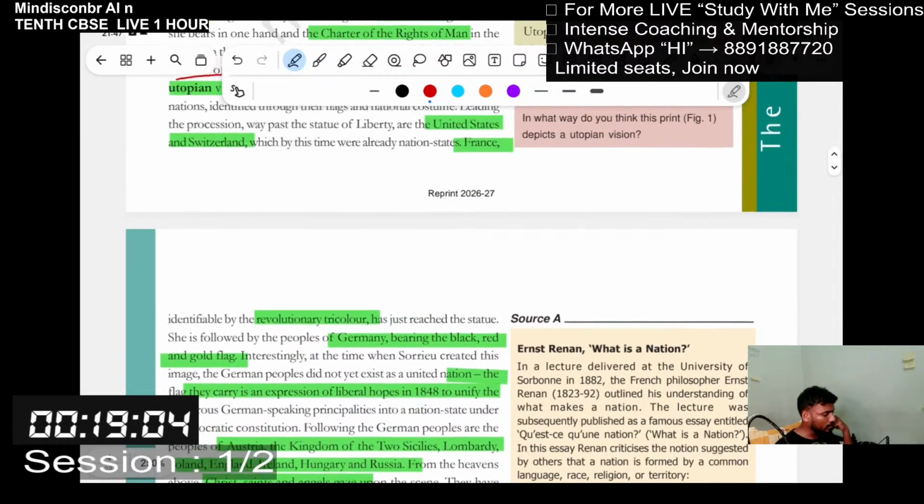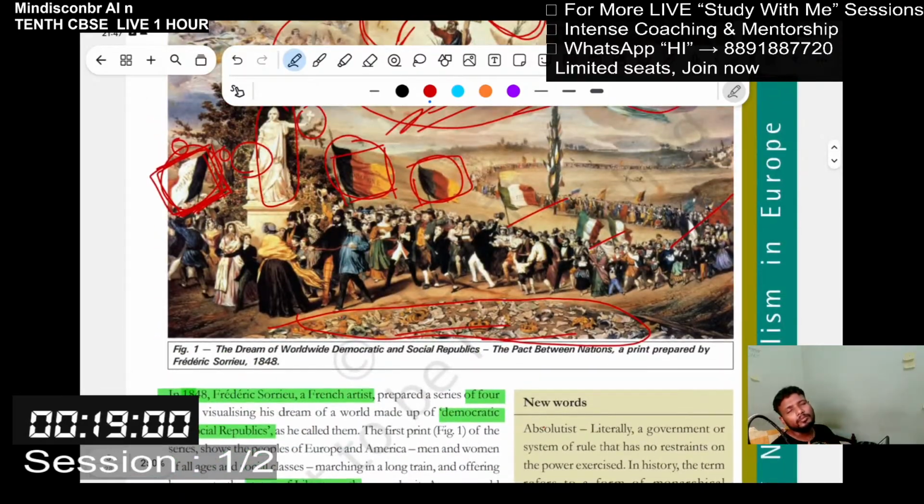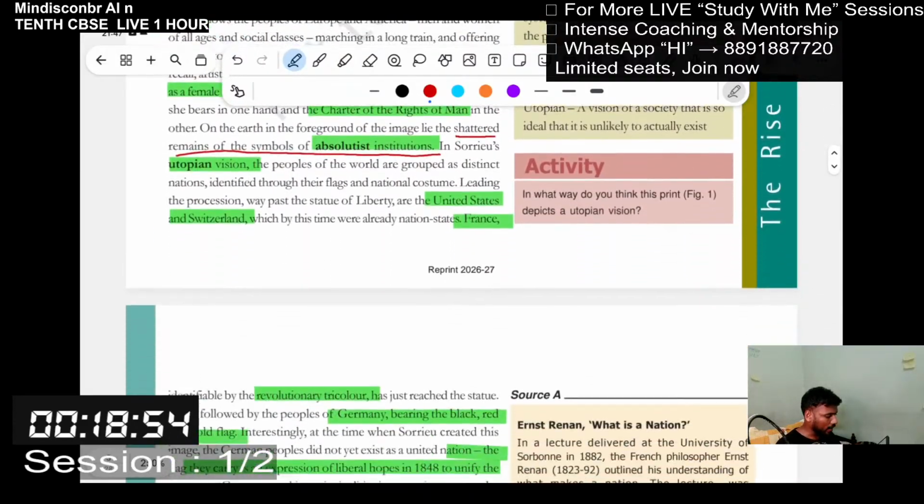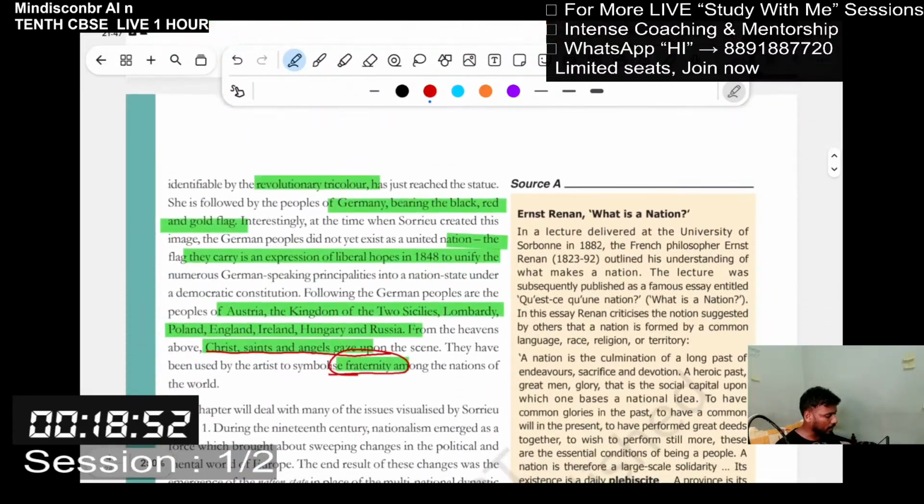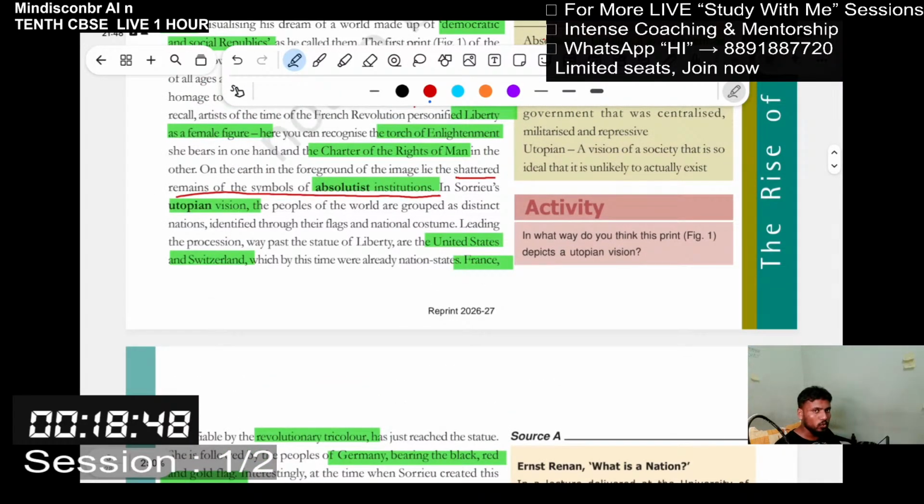What is the color of the German flag? The German flag was black, red, and golden or yellow. Black, red, and golden. And what was the color of France? Blue, white, and red.